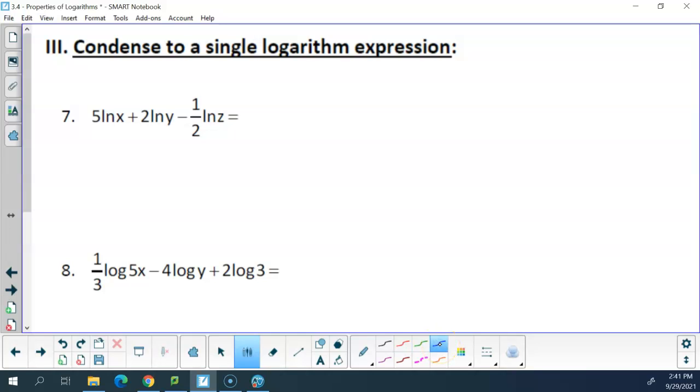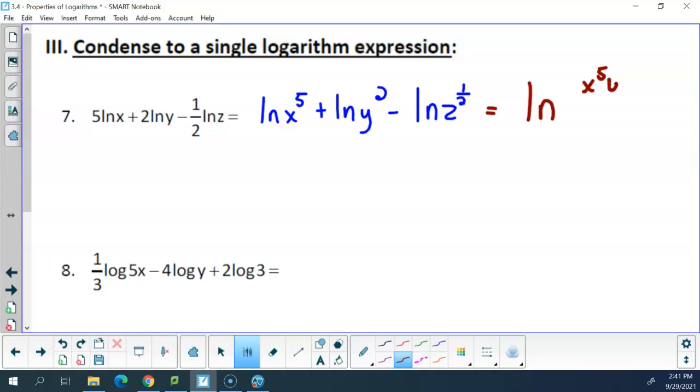So here, this one would become the natural log of x to the 5th plus the natural log of y squared minus the natural log of z to the 1/2 power. So the first two get combined with multiplication. And the third one, oops, I put x, should be z. It's downstairs with the rest.